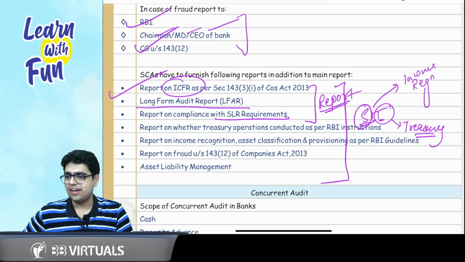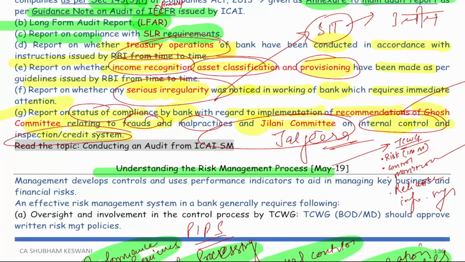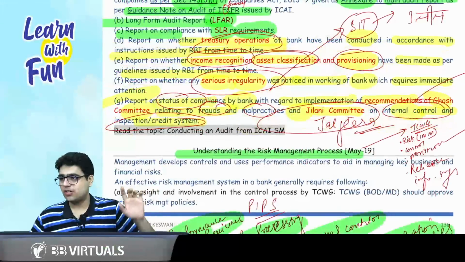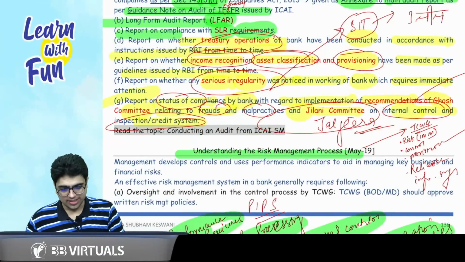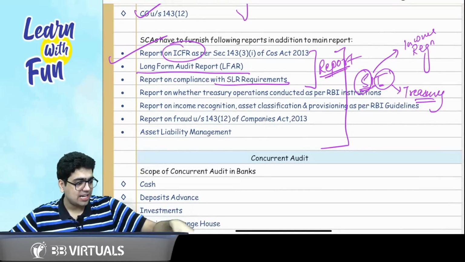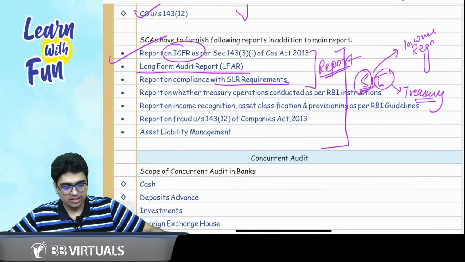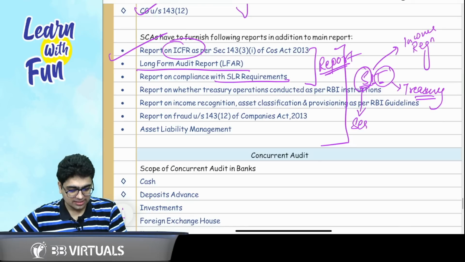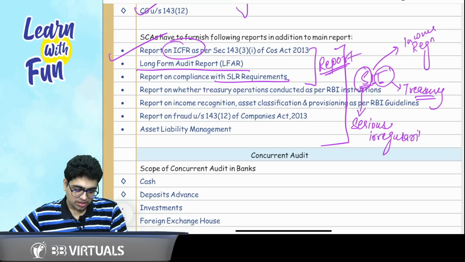Just give me a second, I will get it for you. Found it. S for serious irregularity. Yes sir, we did it. So S for any serious irregularity which you found in the banking operations. S for serious irregularity in the banking operations.